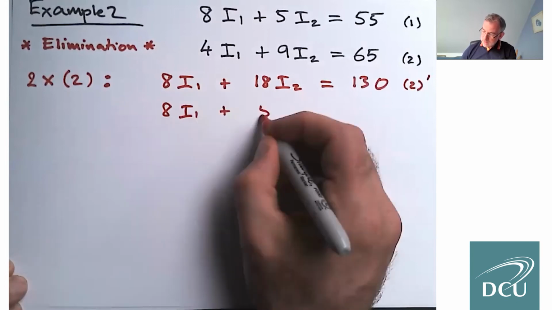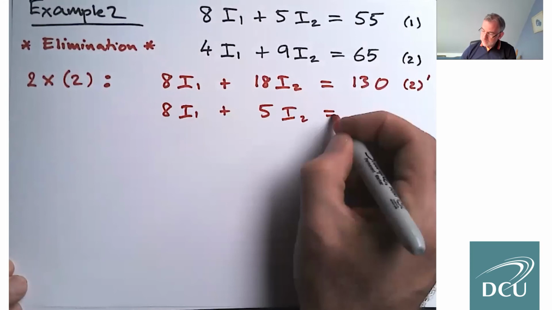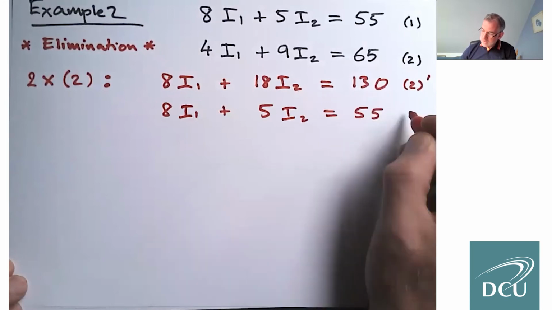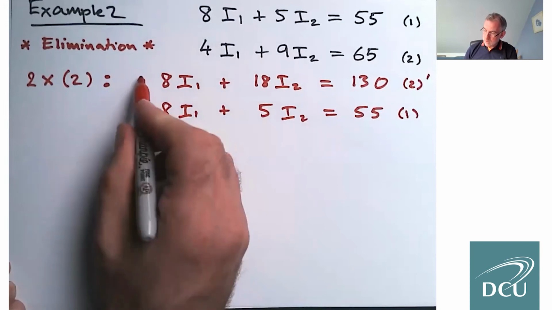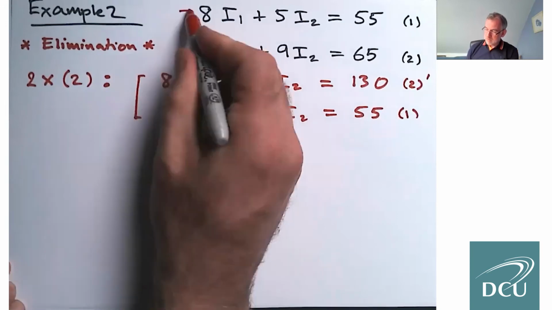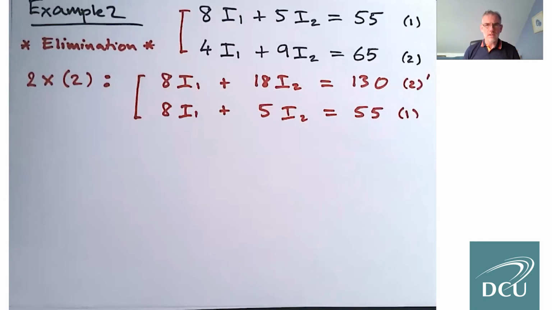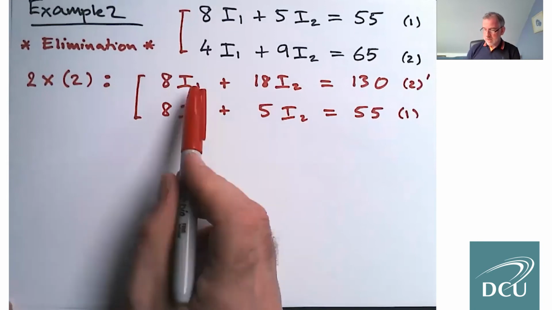5 times I2 equals 55. And really the idea here is that the information contained in those two equations is exactly the same as the information contained in those two equations. Now I can do my cancellation or elimination.